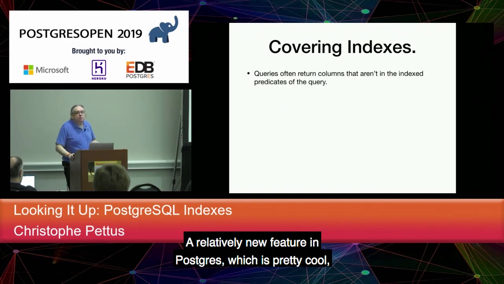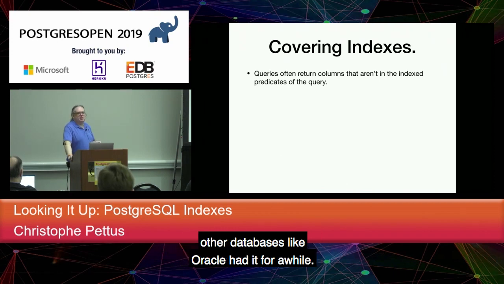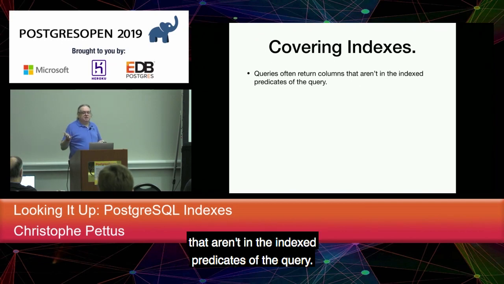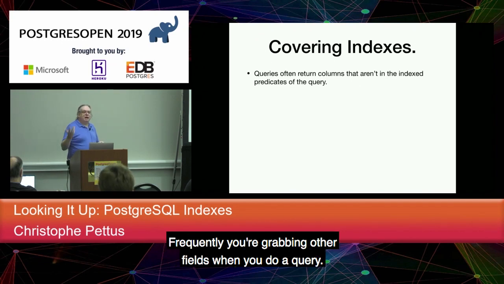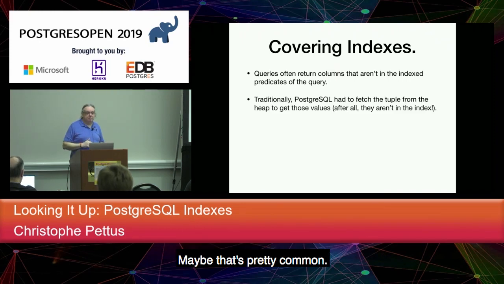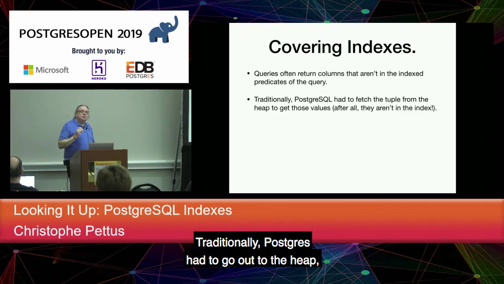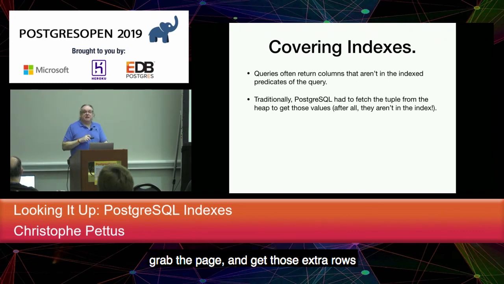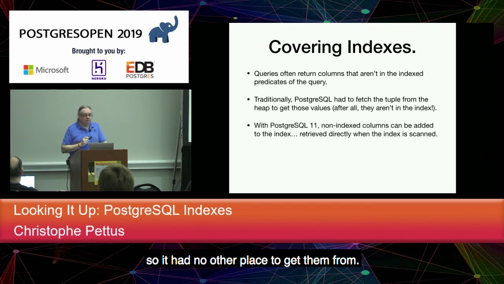A relatively new feature in Postgres, which is pretty cool, other databases like Oracle have had it for a while. Queries often return columns that aren't in the index predicates of the query. Frequently, you're grabbing other fields when you do a query. I mean, that's pretty common. Traditionally, Postgres had to go out to the heap, grab the page, and get those extra rows because they aren't stored in the index, so it had no other place to get them from.